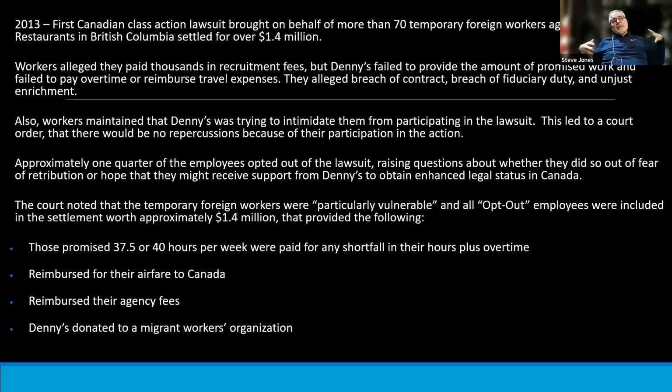Now, the workers maintained that Denny's was trying to intimidate them from participating in a lawsuit. So once they got together and tried to create this class action suit, Denny's said, if you do that, we won't give you a raise or you can't work here anymore. And so that's against the law. So this led the court to give an order that there'd be no repercussions.